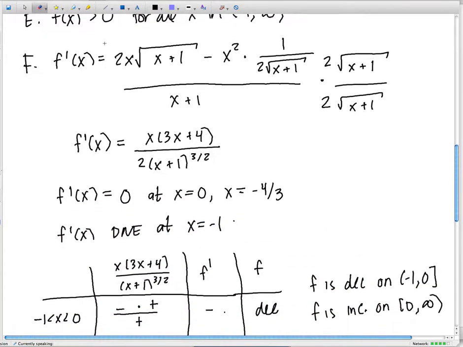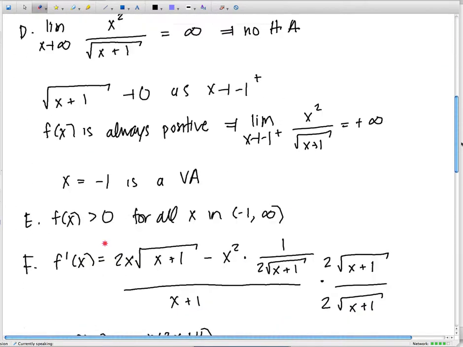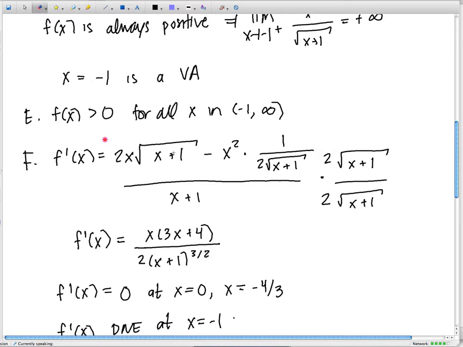We need to get the derivative of f. To do that, we'll use the quotient rule, right? So we get the derivative of the top, which is 2x, times the bottom, minus the top times the derivative of the bottom, all over the bottom squared, which is x plus 1.